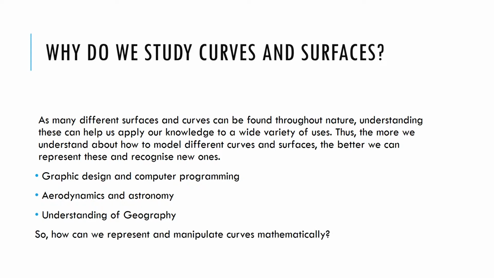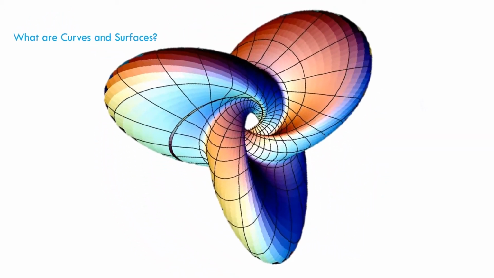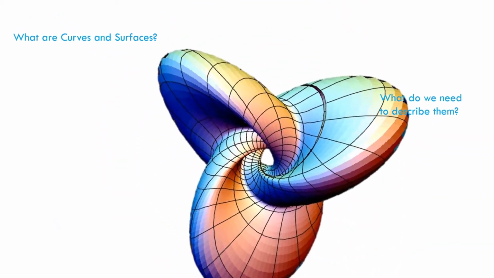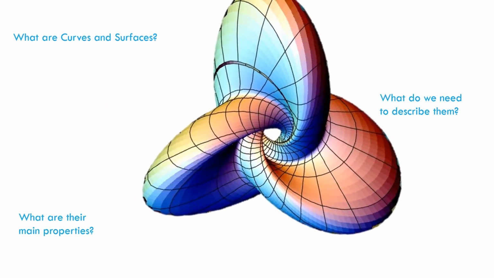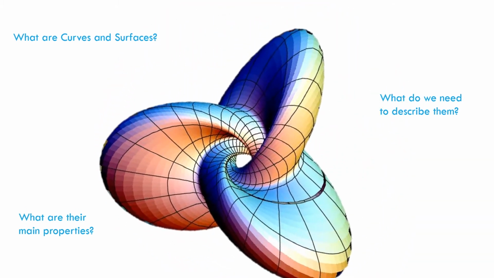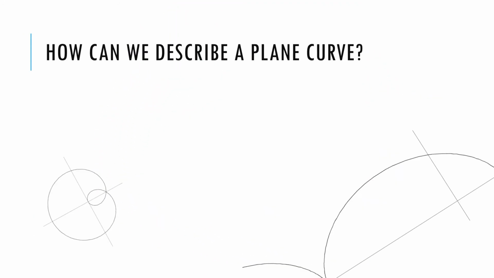But first, how can we represent curves and surfaces mathematically? If we can answer these questions about curves and surfaces, we will be well on the way to understanding the properties of each curve and surface and why they are so important. So, for any given plane curve, we must consider each of these 4 points in turn in order to give us a better understanding of a curve and its functions.